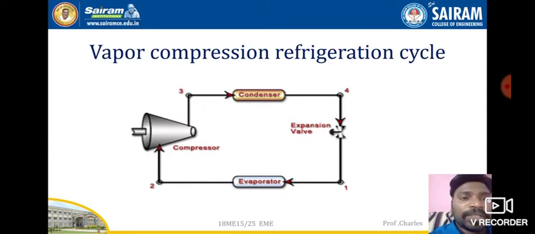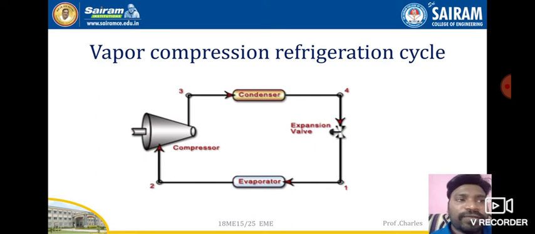Now this high pressure, high temperature vapor refrigerant passes through the condenser. So here condensation takes place, condensation of refrigerant. So what happens here is the refrigerant loses heat, and high pressure, high temperature vapor will be converted into high pressure, low temperature liquid. It will be converted into liquid.